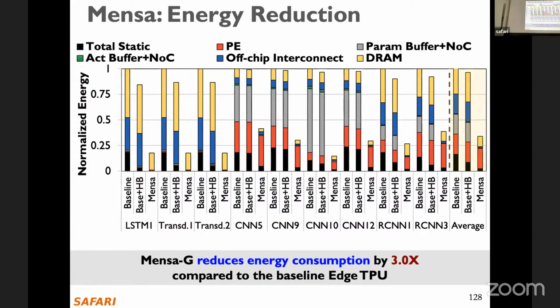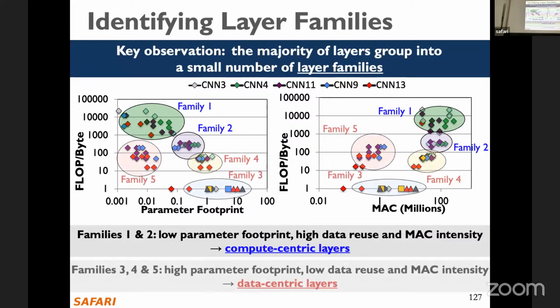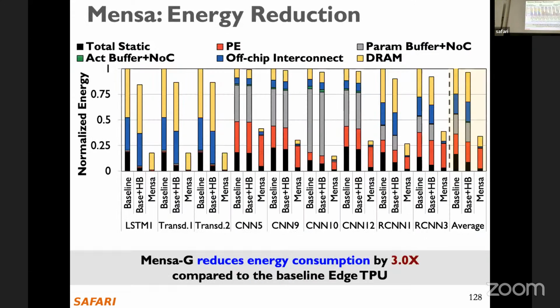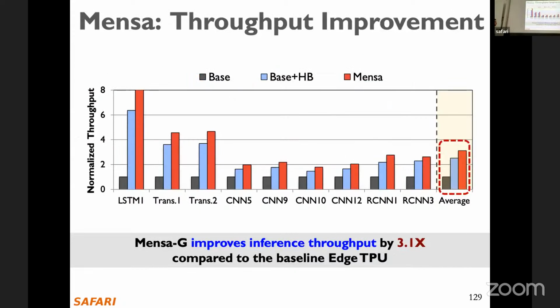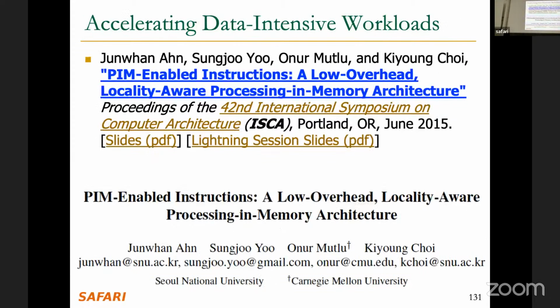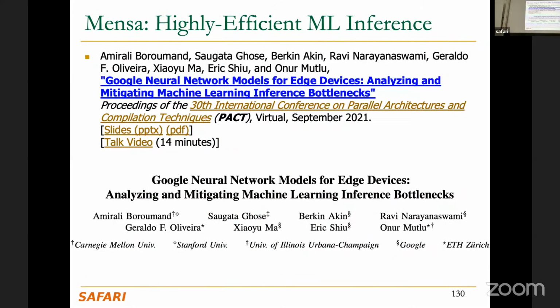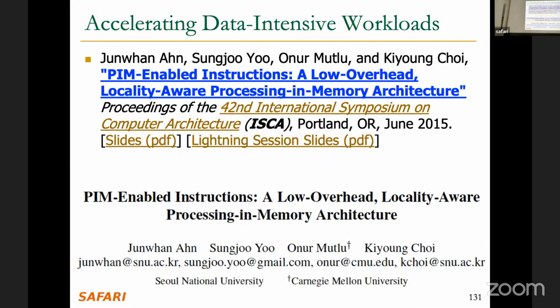So we do that. We actually implement three accelerators, because there is a special case for LSTMs. But basically we design the accelerators, and then we see we can significantly reduce energy consumption compared to the monolithic baseline accelerator, and also improve inference throughput. So this is this Google neural network paper.